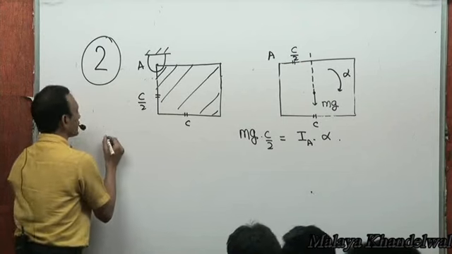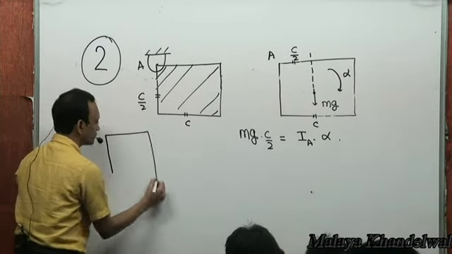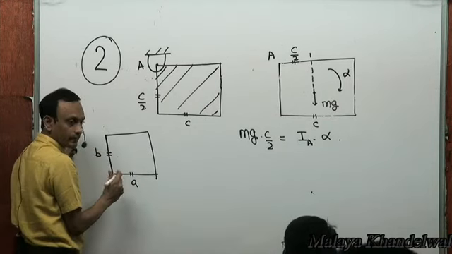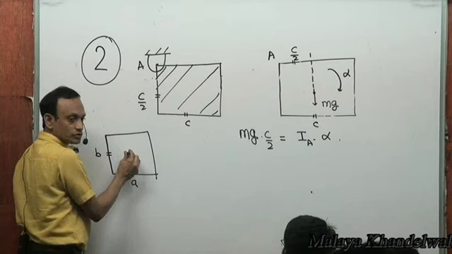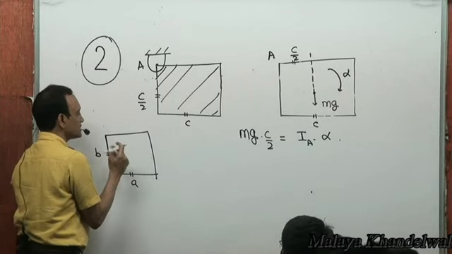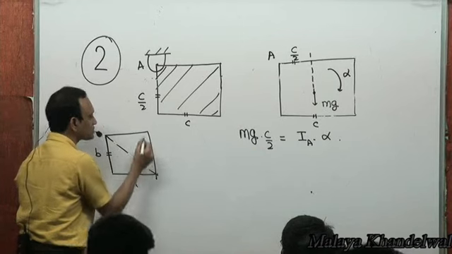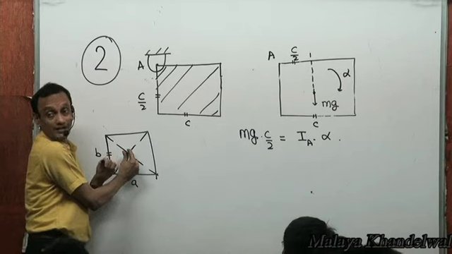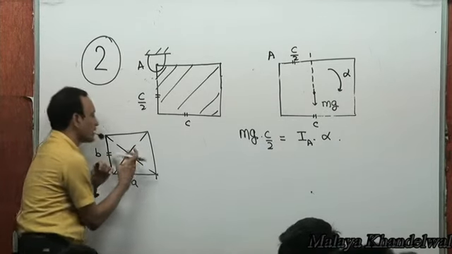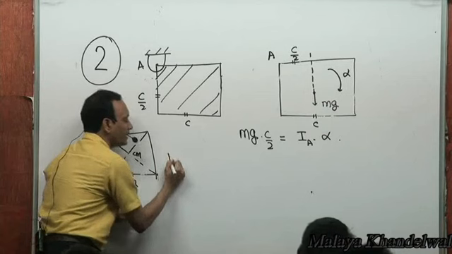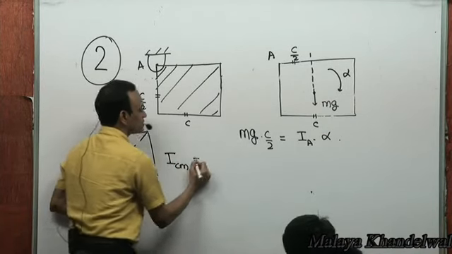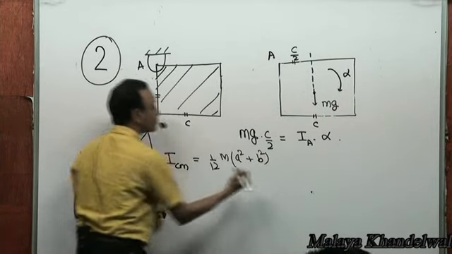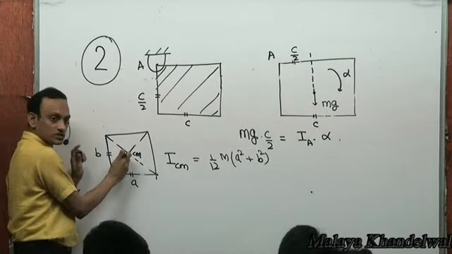Now, in a rectangular lamina, suppose this length is A, this length is B, then I about this axis, an axis passing through the center of mass and perpendicular to the lamina, is 1/12 m (a squared plus b squared). That's I about the center of mass axis.